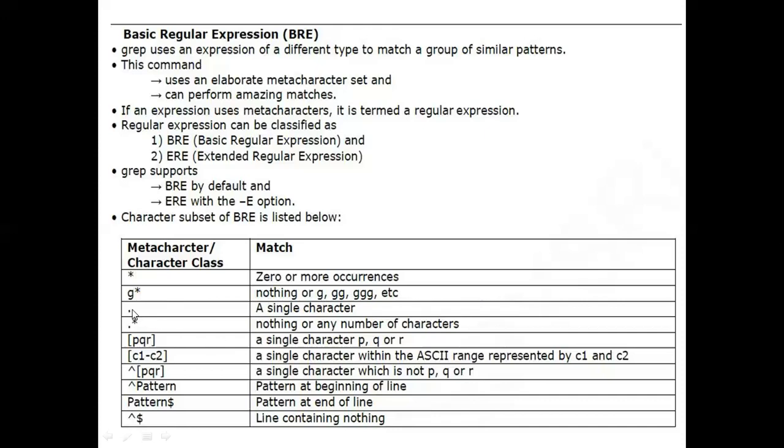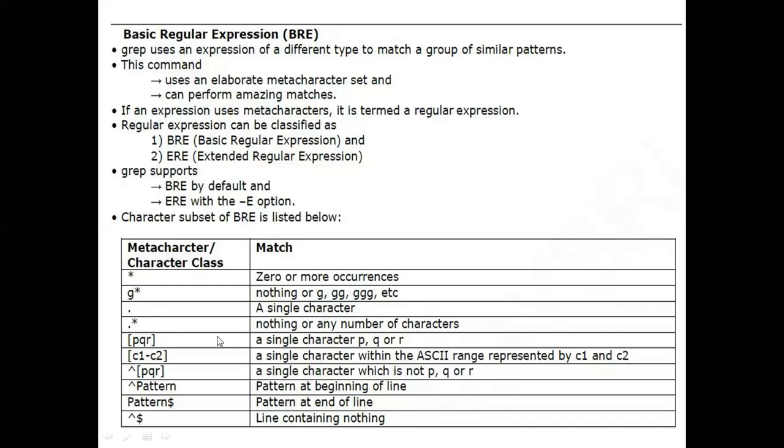Dot means you are matching a single character. So that particular single character should get matched. If you are using dot star, star means 0 or more. So nothing or any number of characters. It can be 0 characters or any number of characters. Just like G star, when dot star comes, dot means any single character, and with star it can be no character at all, or any character any number of times, like this.